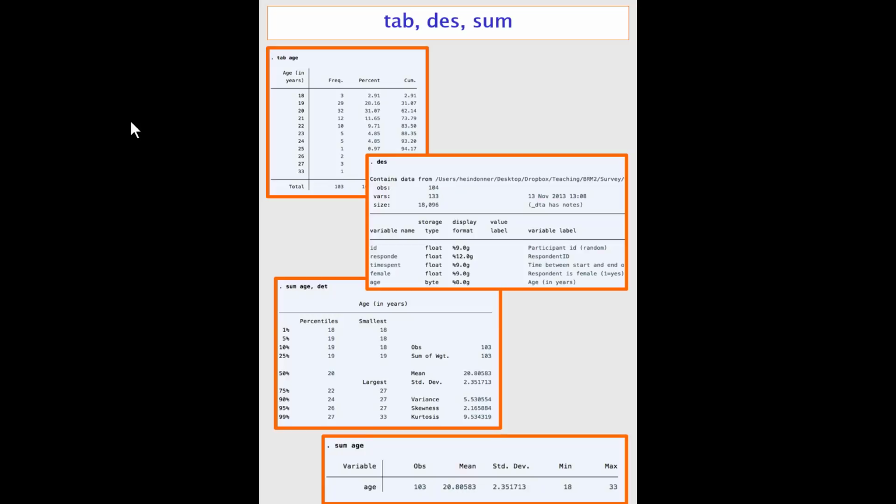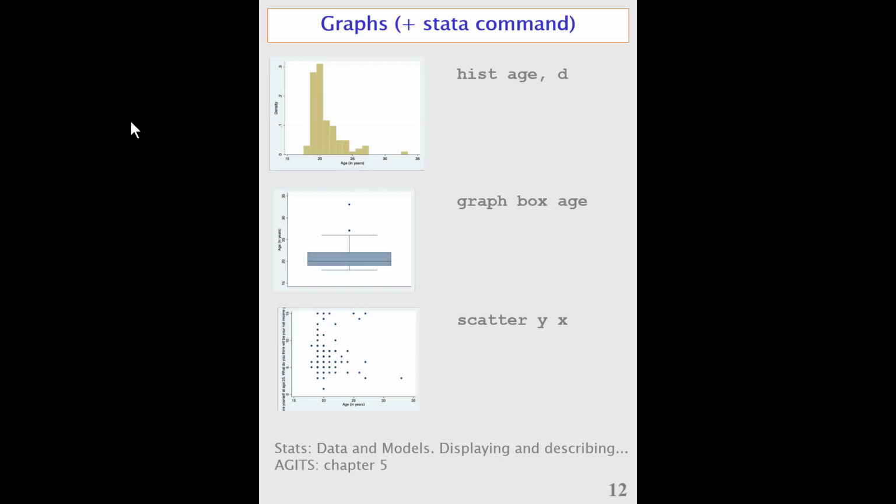Summarize gives you a summary of a variable, or a summary of all the variables, even if you want to. And if you ask for specific details, you can get them as well. So all this is stuff that you're going to see in the next couple of slides, and all of that is standard output of Stata, including graphs.